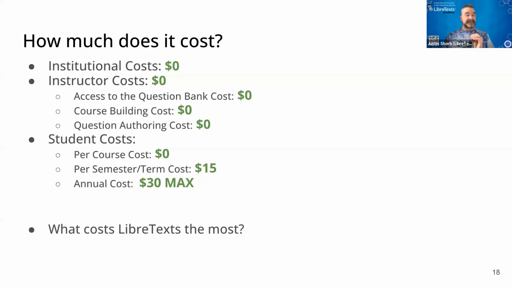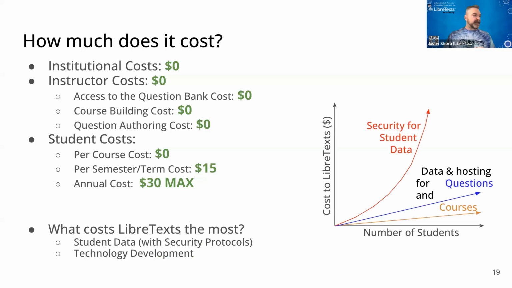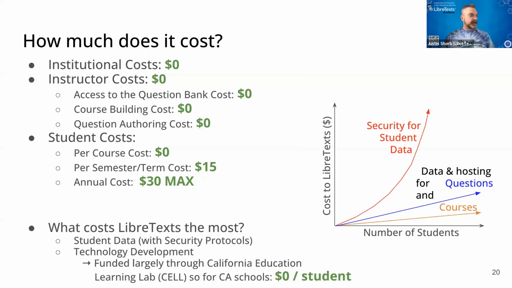So that's a maximum cost of $30 a year. The subscription is 6 months. So if they take summer classes or you're on a trimester or something like that, it's still only $30. That's because the cost scales really with the security of student data for us. So having more and more students costs us more money to maintain that FERPA standard of secure data that we have there. Adding more questions, adding more courses really doesn't scale that as well.